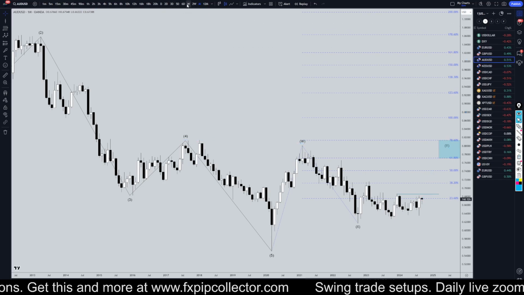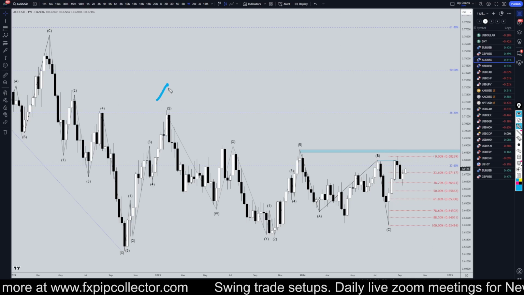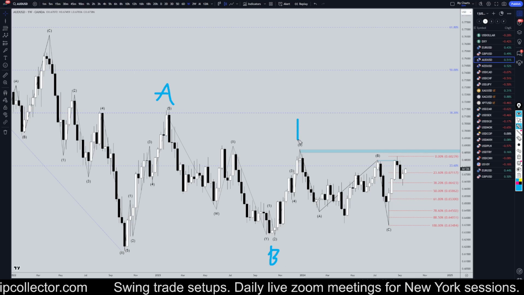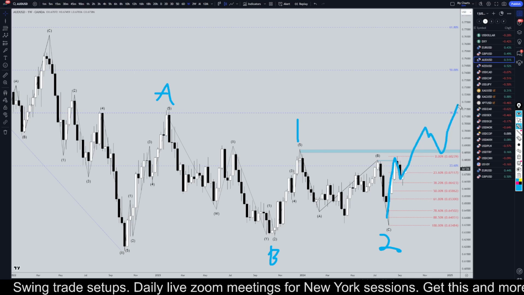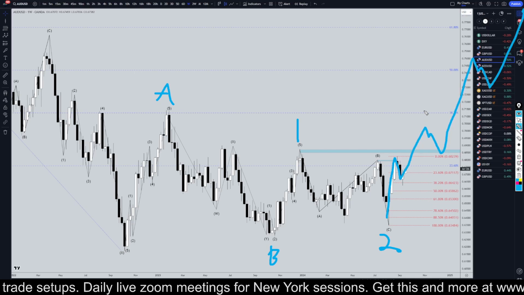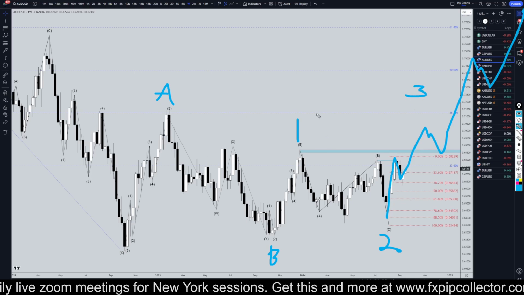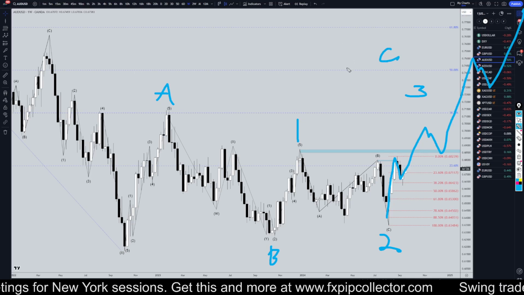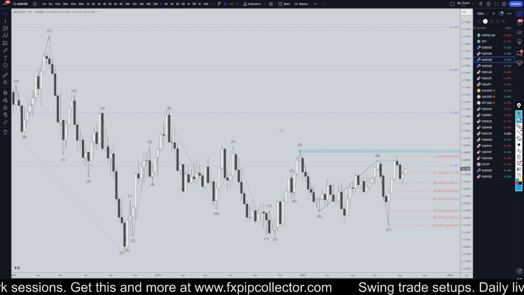So taking it down to the weekly time frame. On the weekly time frame, this is most likely the wave A, this is most likely the wave B. I think this is the wave 1, this is the wave 2, and I think this is all subdivisions of a wave 3, which I believe over the coming months is going to continue to make higher highs, higher lows, all part of this 1, 2, 3 of wave C, which I think is an ABC of wave Y.